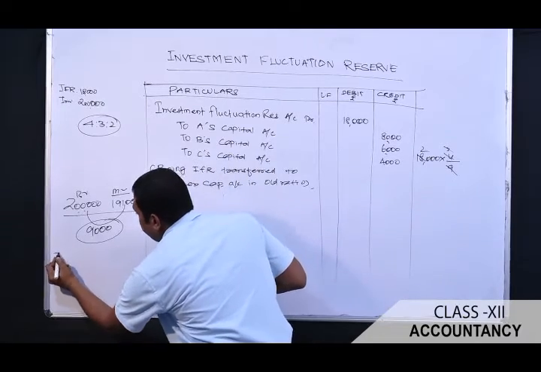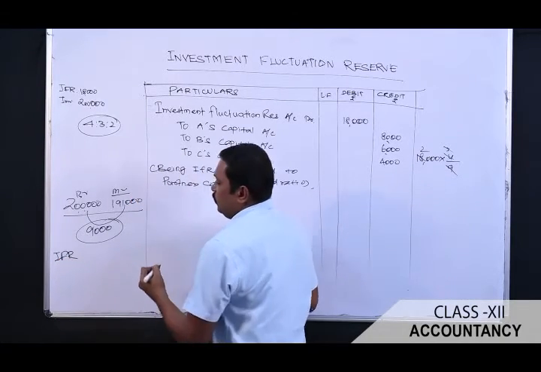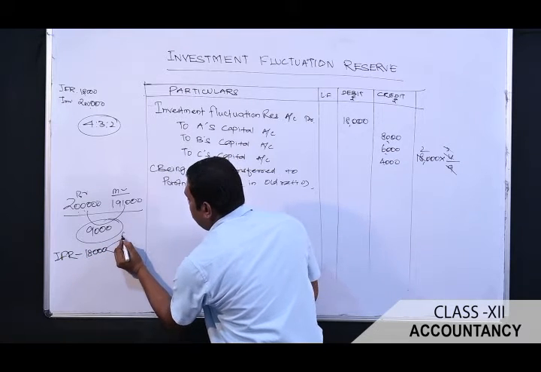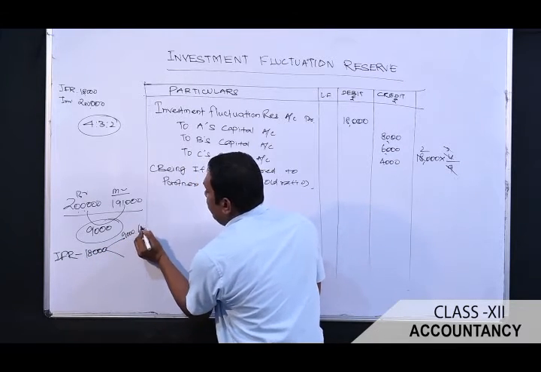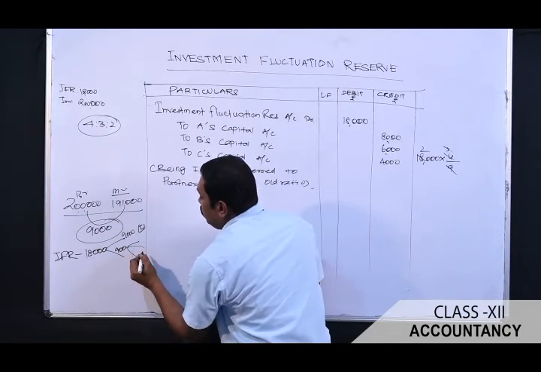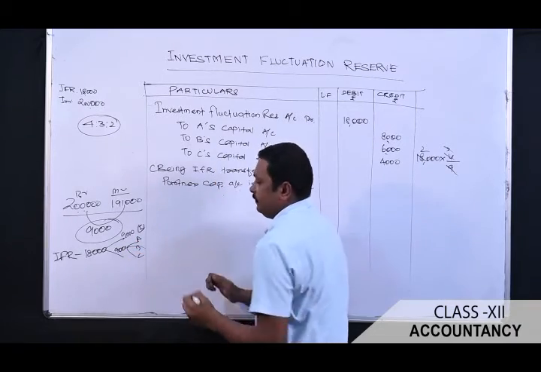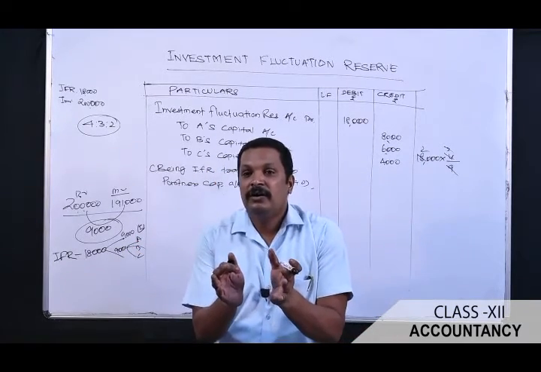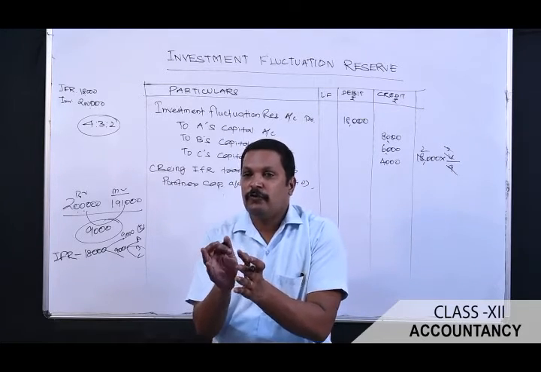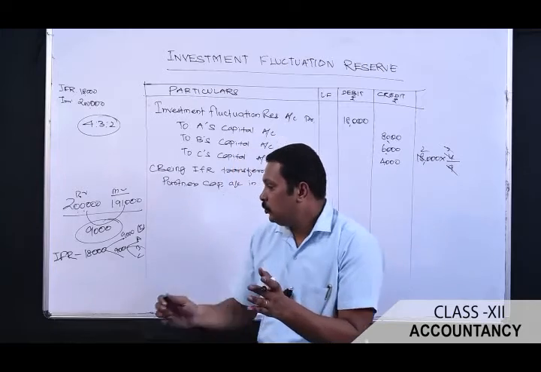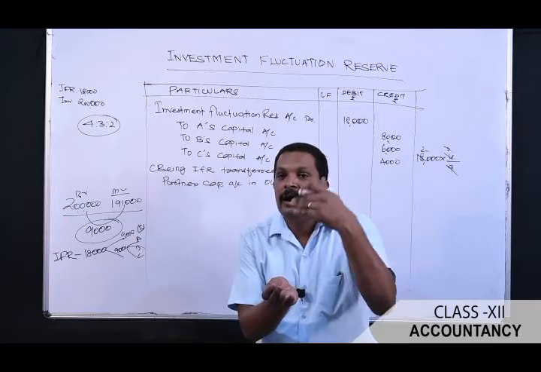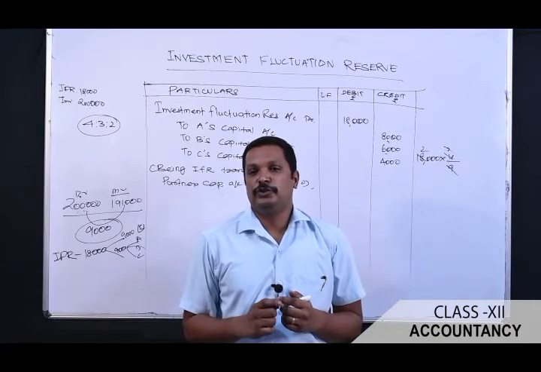ये amount investment fluctuation reserve से ट्रांसफर होगा. How much balance are we having? 18,000 we are having. 18,000 में 9,000 investment के लिए चले जाएगा. The remaining 9,000 we have to distribute among the partners A, B, C. We are having investment reserve 18,000. 9,000 is a loss because of changes in market value. So we transfer 9,000 to investment. The balance 9,000 will be distributed among the partners in the old ratio, right?